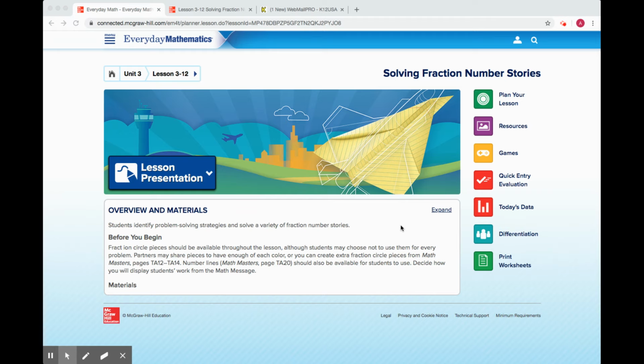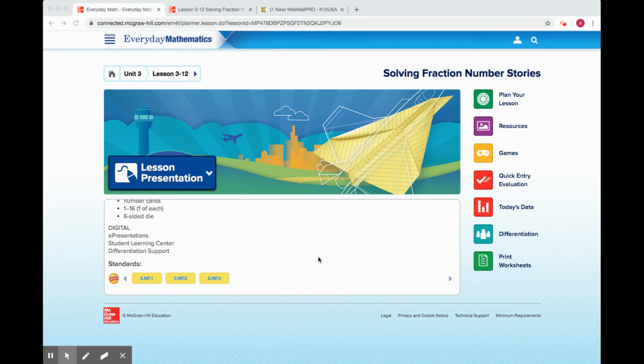Everyone. Today we are going to be doing lesson 312, which is solving fraction number stories. I know that this is a lesson that we have done in the past, but we are just going to review it because it is a skill that you will see again in 6th grade. Okay, so let's get into our presentation.